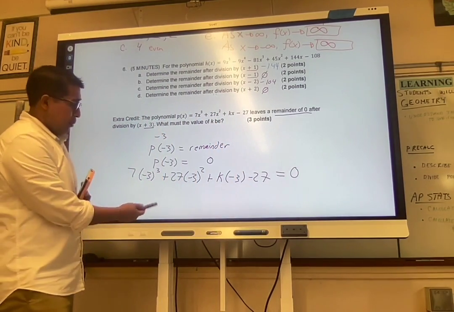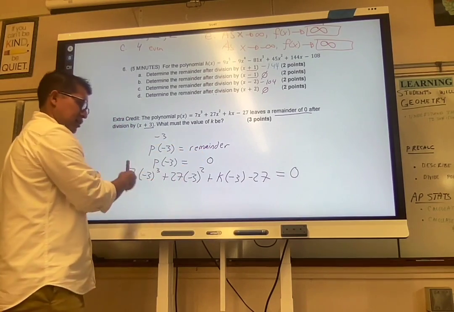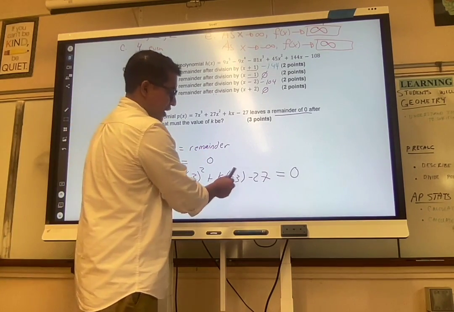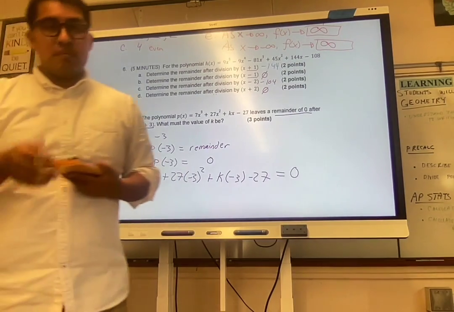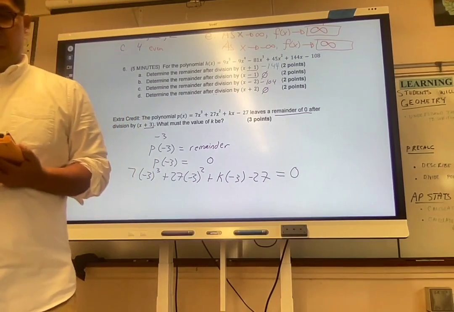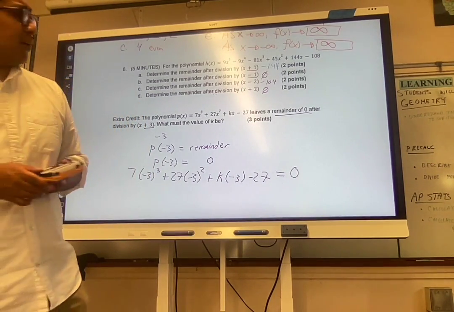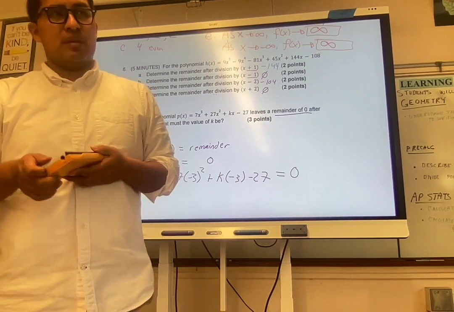To solve that problem, you would simply work out what this is. You would get a bunch of numbers and a single k, and you would solve for k like you would do algebraically. So I won't go over that. Y'all can do that on your own. There is a possibility, therefore, of getting 33 out of 30 points on your exam. But with that said, that is the practice exam A.